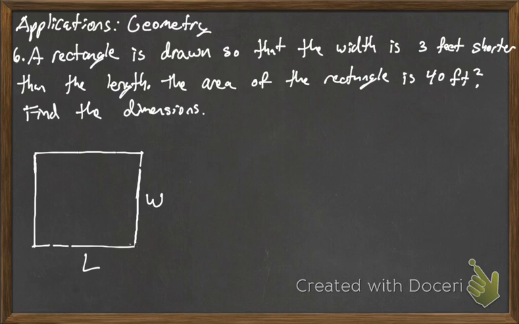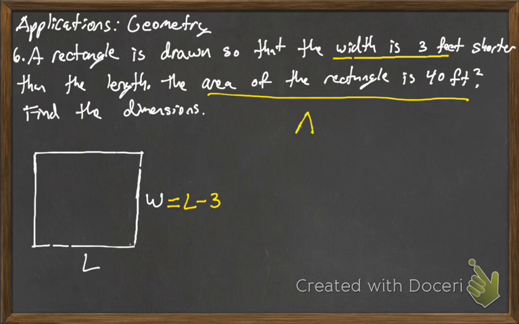All right, so here's a rectangle. We've labeled the length and the width. And it says the width is 3 feet shorter than the length. So width equals the length, and then subtract 3 from that, and that's going to be 3 shorter than the length. Okay, the area of a rectangle is length times width. We know the area in this particular problem is 40. That's going to be equal to the length times the width.